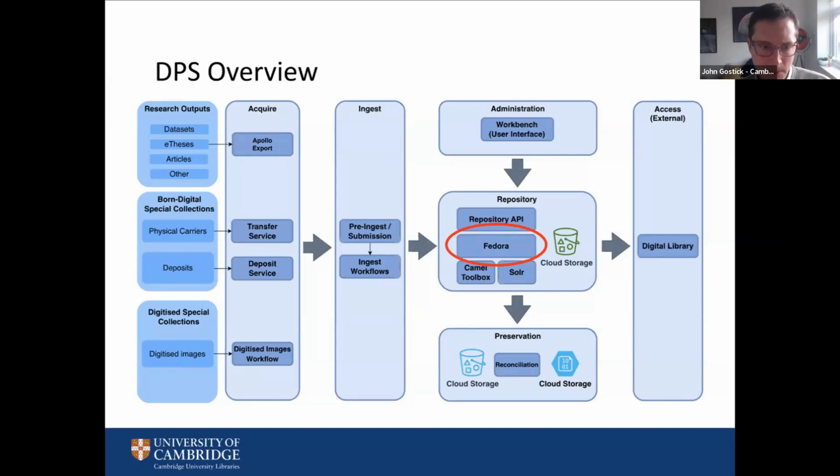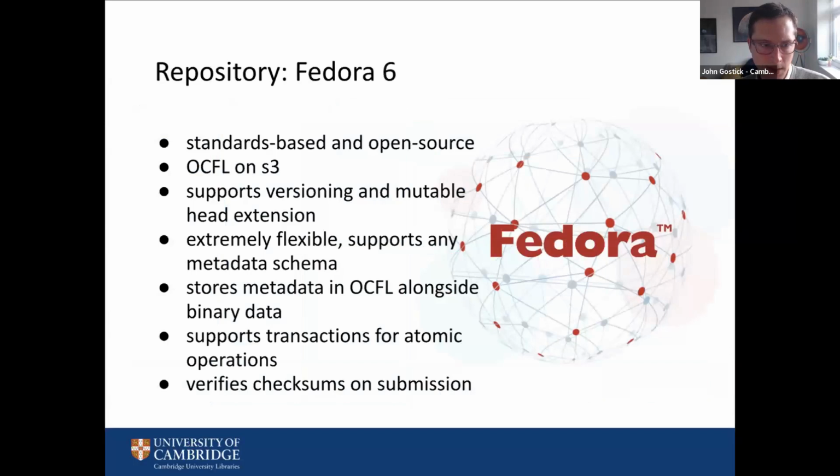So this is all built around a Fedora 6 repository at the core. Just to briefly do a quick plug for Fedora, this is a flexible, standards-based open source repository software. It's built to support long-term digital preservation, and to store, manage, and preserve digital content. For example, one of the features we lean on heavily is it supports the OCFL, Oxford Common File Layout, on an Amazon S3 store, which is cloud storage.